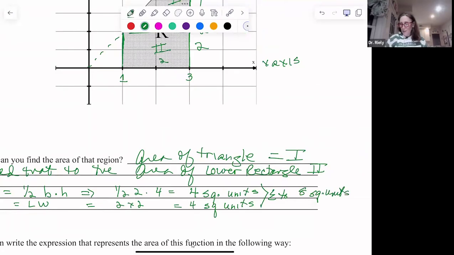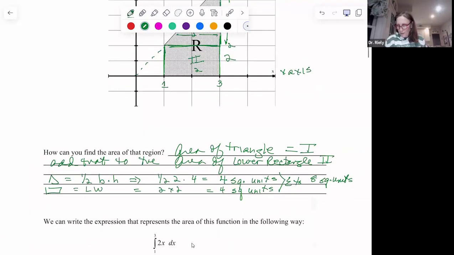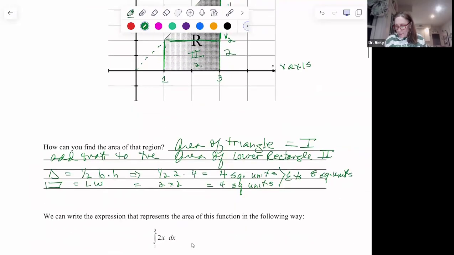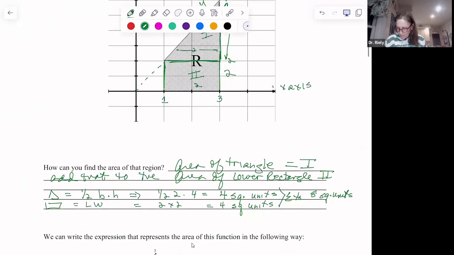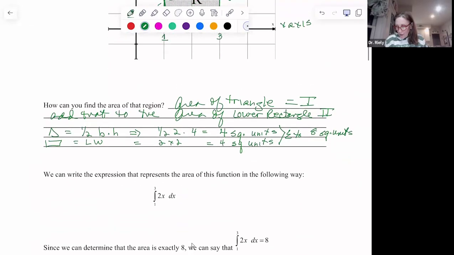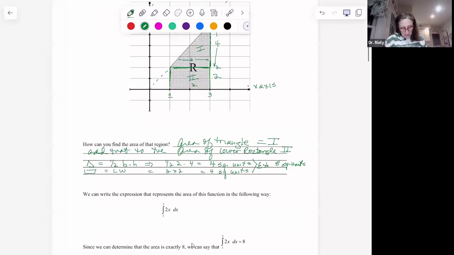Okay, so that's just the geometry of that work for the area under a curve. That's pretty simple, and it's nice that we can recognize shapes and find the exact area. So we're not even approximating, we're getting the exact area. Now let's bridge and write this in terms of calculus.